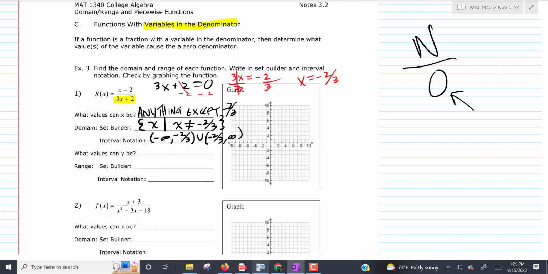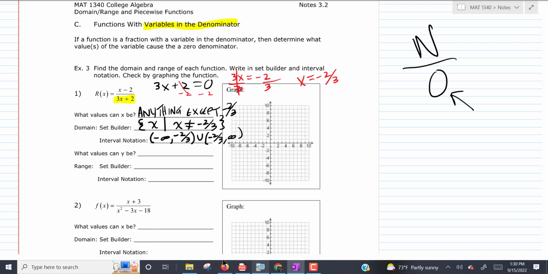Okay, what you need to understand on that is, I'm saying it can be anything, so it's forever that way, but it can't be negative 2/3. That's why you do parentheses and not brackets. If you put a bracket on negative 2/3, you're telling me you can have negative 2/3. Okay, does that make sense? So you got to be careful. The parentheses and bracket are really important.